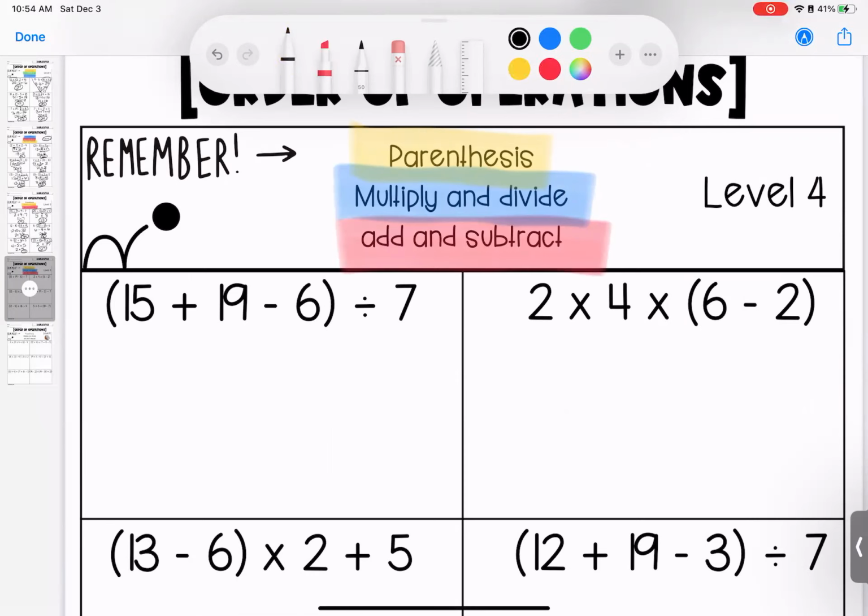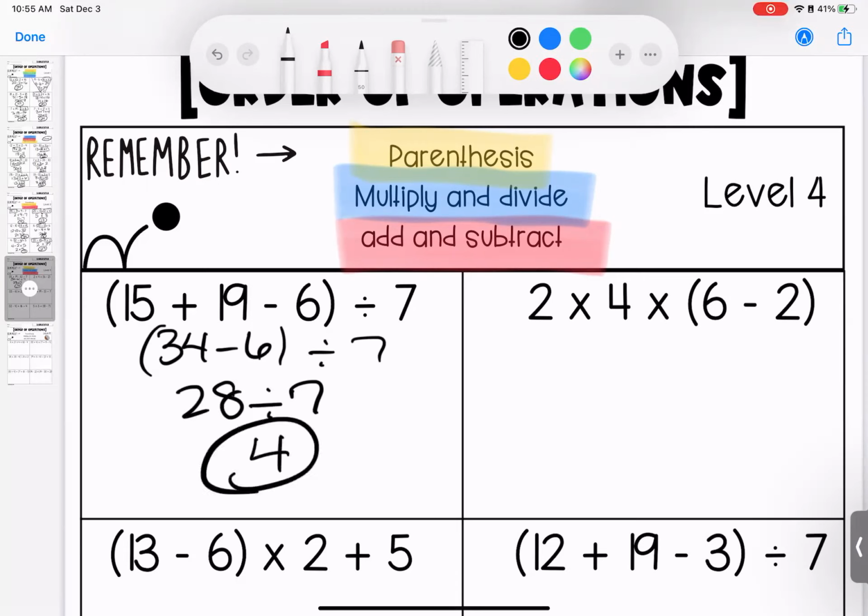So in my parentheses, I have 15 plus 19 is 34. Because I am not done, my parentheses come down. 34 minus 6 is 28. Now I can drop them. I'm done. 28 divided by 7 is 4. That's my final.